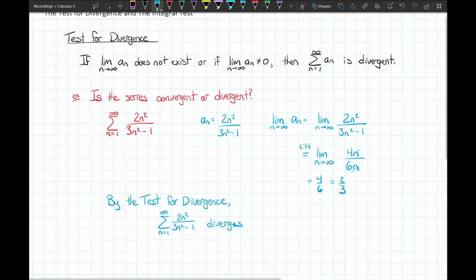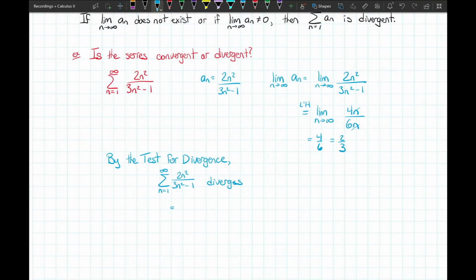But let's see if we can make a little more sense of that result. When n equals 1, we have 2 over 3 minus 1, which is equal to 1. When n equals 2, this gives us 8 over 11. When n equals 3, 18 over 26. When n equals 4, 32 over 47.